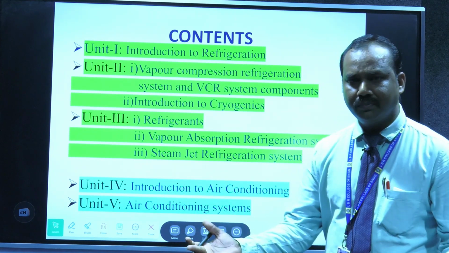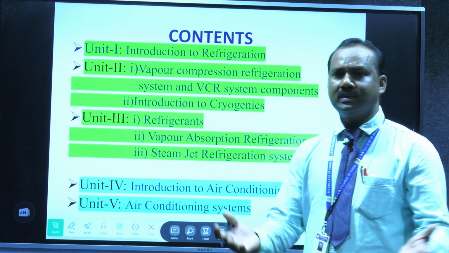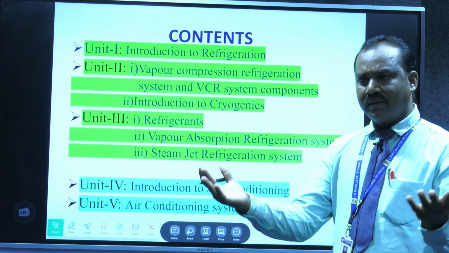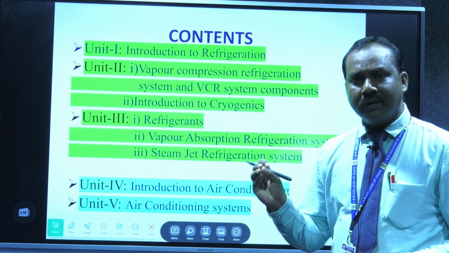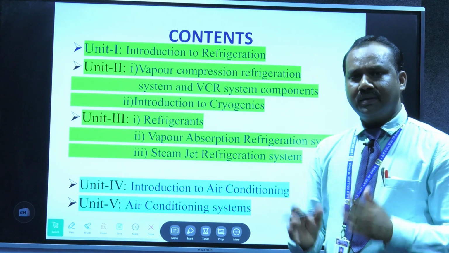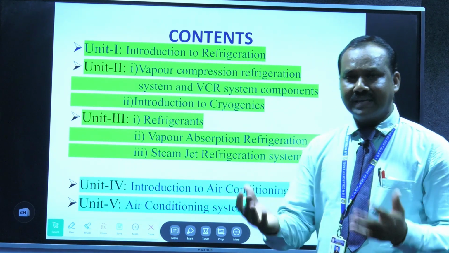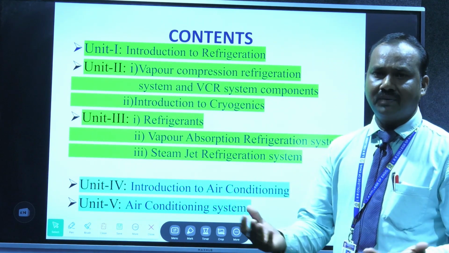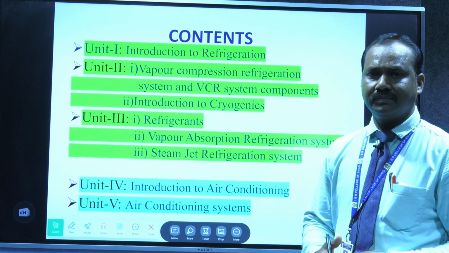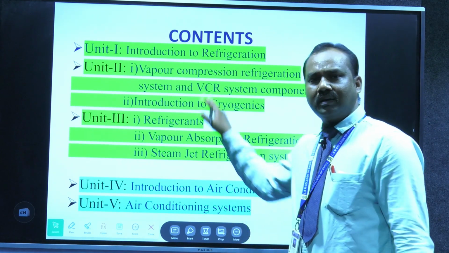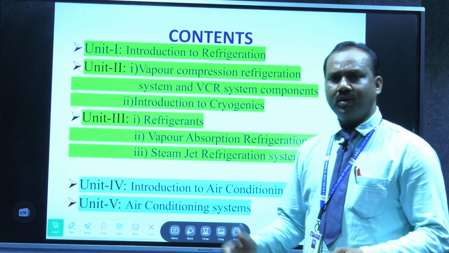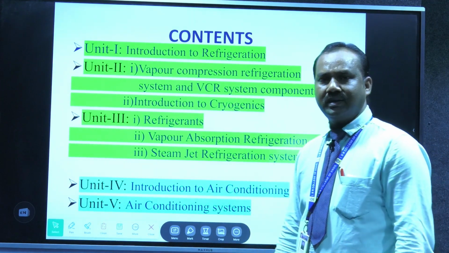That may be a classroom, an auditorium, or a cinema hall. Whatever thermal system is given, you need to estimate the cooling load. Based on the cooling load, you need to decide the size of the air conditioner in terms of its capacity, maybe in tons. So these are the different contents or modules covered under refrigeration and air conditioning.